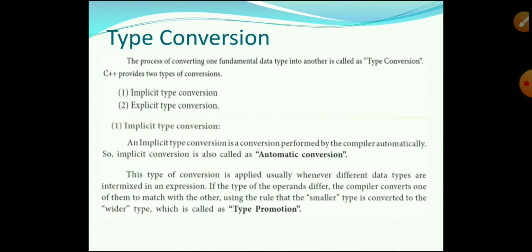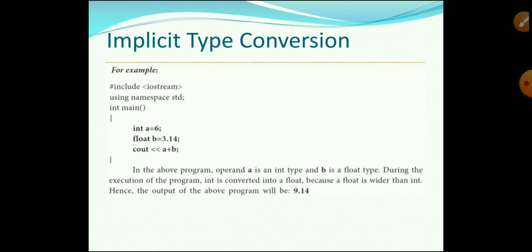Okay, in this type of conversion we have to use different data types intermixed in an expression. When the operands differ, the compiler converts one of them to match the other using a rule that the smaller type is converted to the wider type, which is called type promotion. Okay, the value will be converted to another type automatically. That is called implicit type conversion. Let's see an example.